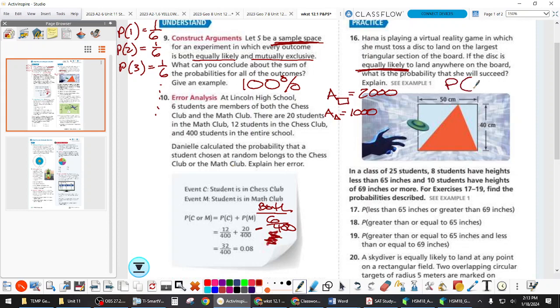Why did it say largest triangle? Why did it say that? Yeah, there are 3 triangles. And sometimes your eye doesn't pick that up, but there are 3 triangles actually on there. All right, next.